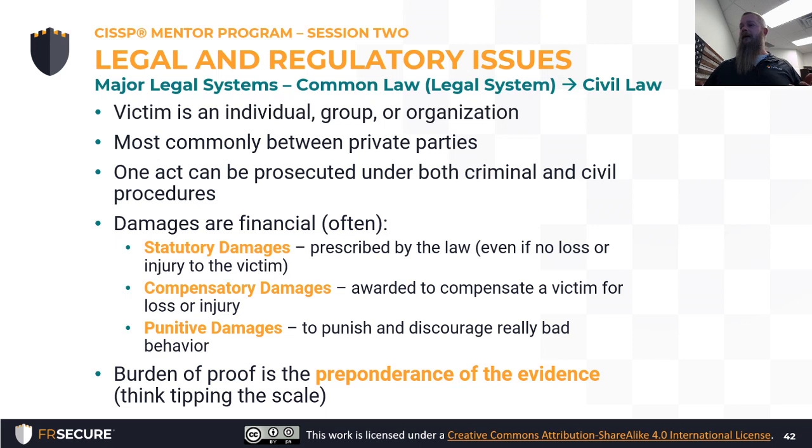A classic one that comes to mind right now is O.J. Simpson. O.J. Simpson was found not guilty of the criminal offenses, but was found liable in the civil case that followed after. So he was sued for millions of dollars. So that was an instance where an act or a series of events was prosecuted under both laws. That's not uncommon. Damages are financial, most often.